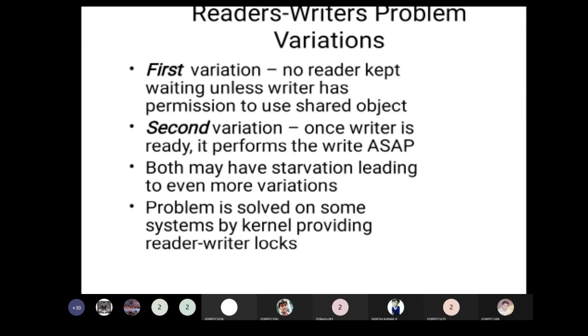Some of the variations on the reader-writer problem. First variation, no reader is kept waiting unless a writer has permission to use the shared object. Second variation, once a writer is ready, it performs the write as soon as possible. Both may have starvation, leading to some more variations. The problem is solved on some systems by the kernel providing reader-writer locks.